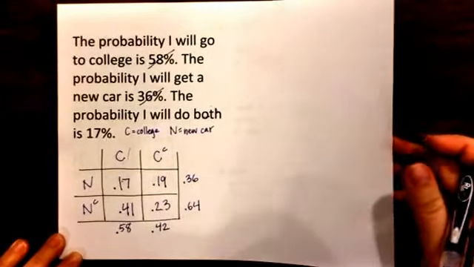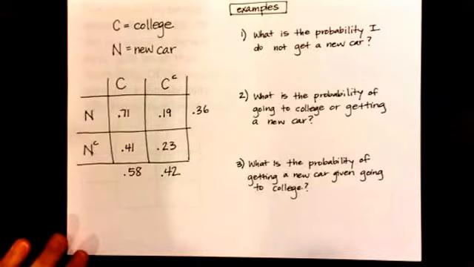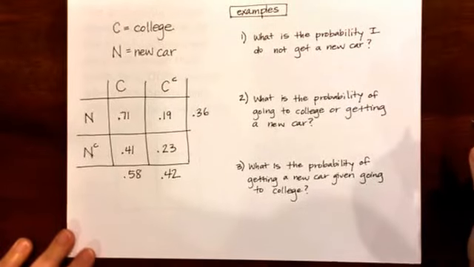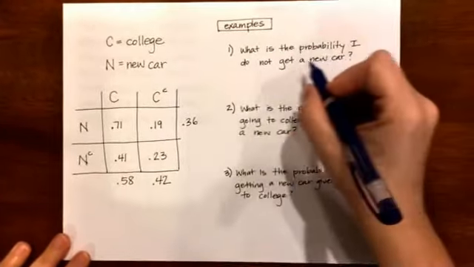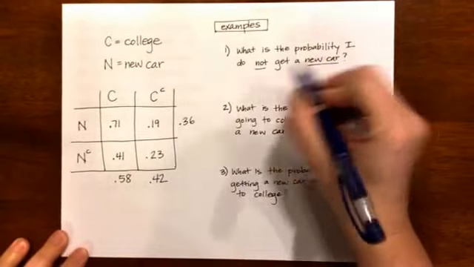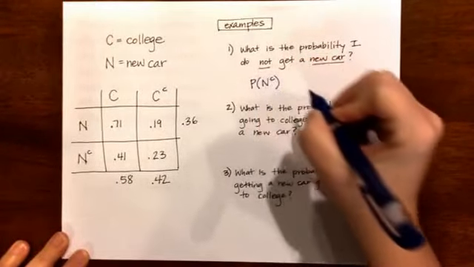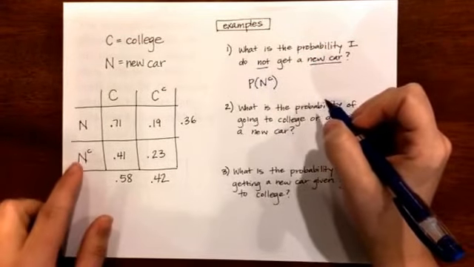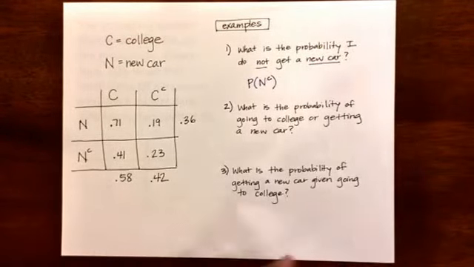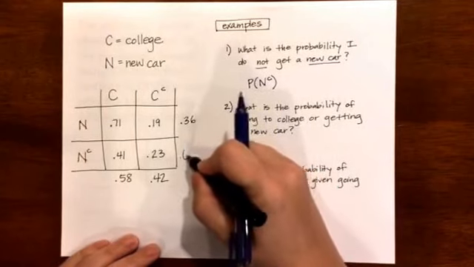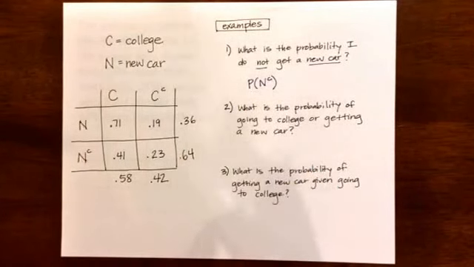Okay, so let's answer a couple questions. What's the probability I do not get a new car? Okay, so we have not, new car. So the way I would write that is new car, not. And the probability I don't get a new car is, oh, I forgot to write it on here. The probability of not getting a new car is 64.